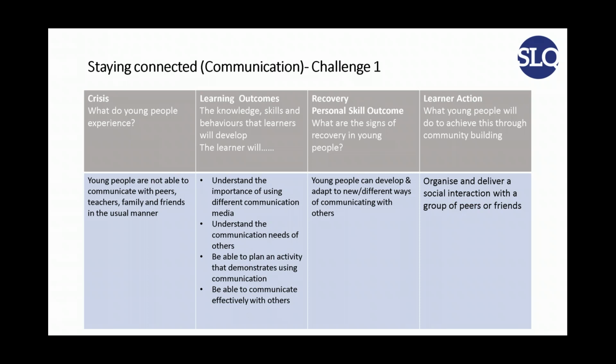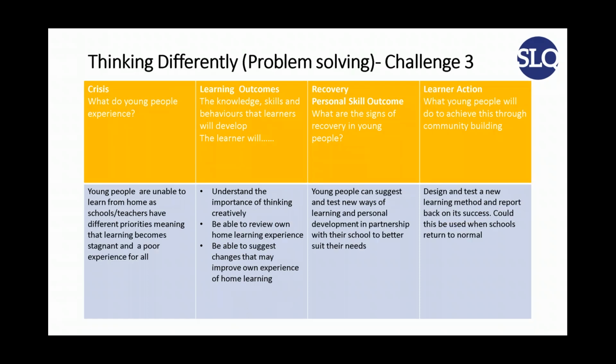So the next one is the recovery. Within personal skills outcome, what are the actual signs of recovery that happen for the students? Young people, as part of this, are going to develop and adapt to new and different ways of communicating with others. And then the action that they will take, so what they're going to do to achieve this through community building, is they're going to organise and deliver a social interaction with a group of peers or friends. So let's move on to the next challenge here.